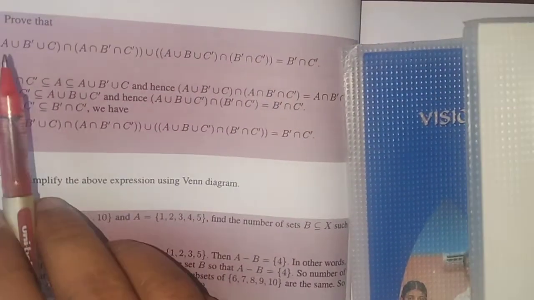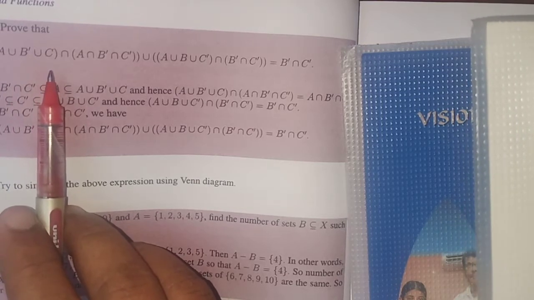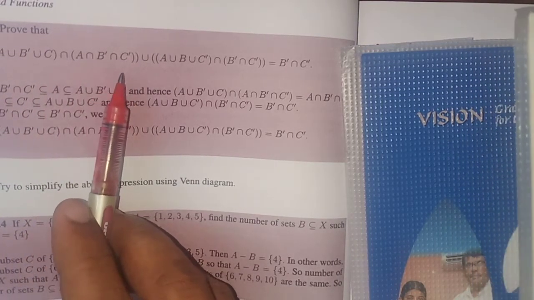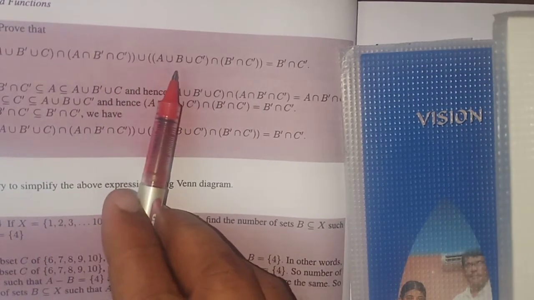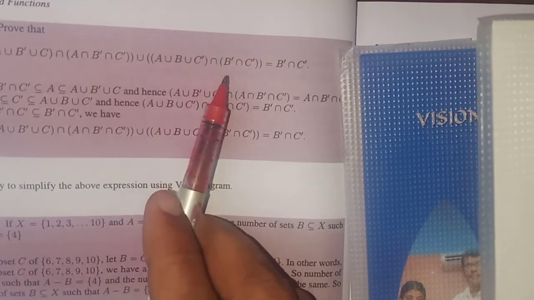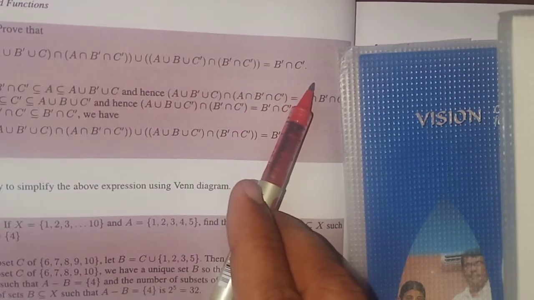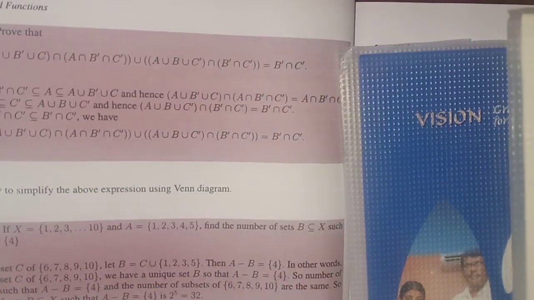To prove that (A union B)' union C' intersection (A intersection B)' intersection C' union of (A union B union C)' intersection B' intersection C', that is equal to B' intersection C'.